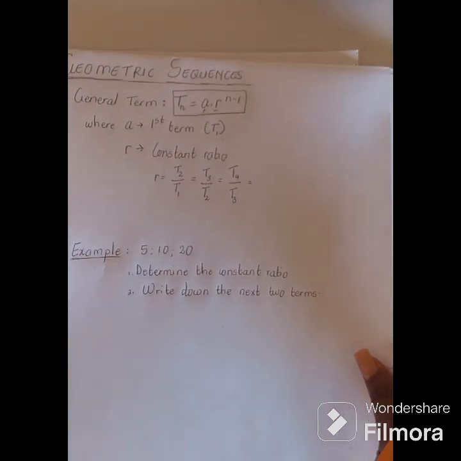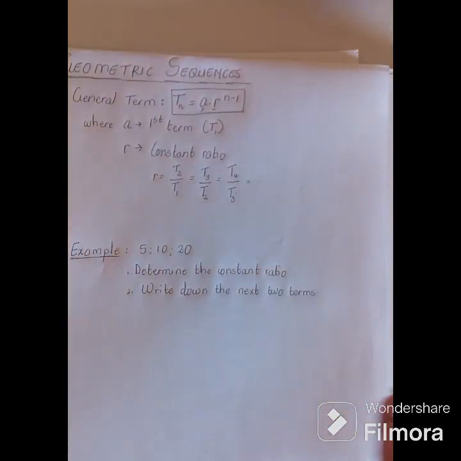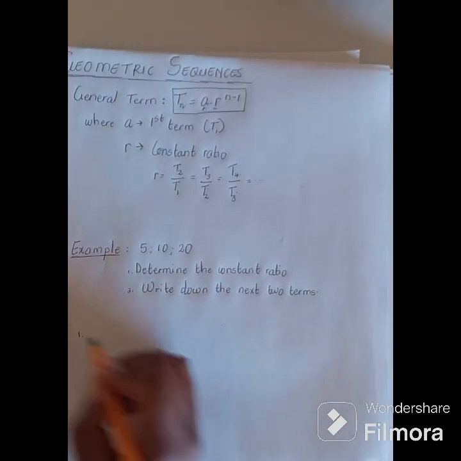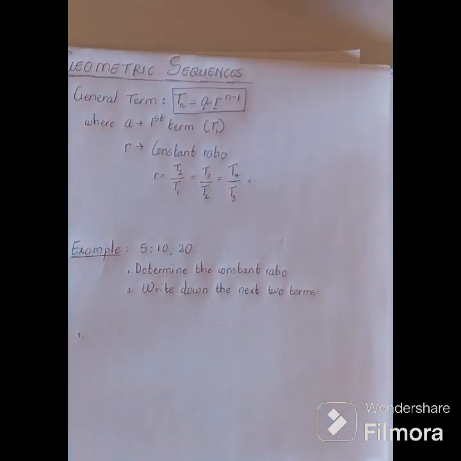So here I also have an example. I am given a sequence, and the sequence is 5, 10, and 20. Then there are two questions here. I'm going to do these questions so that you can get an idea of what you are supposed to do when you are working with a geometric sequence. Question 1 says that we must determine the constant ratio.